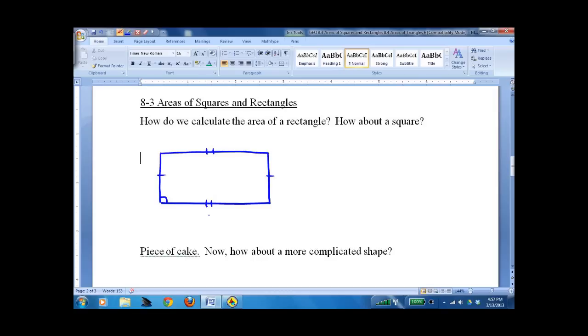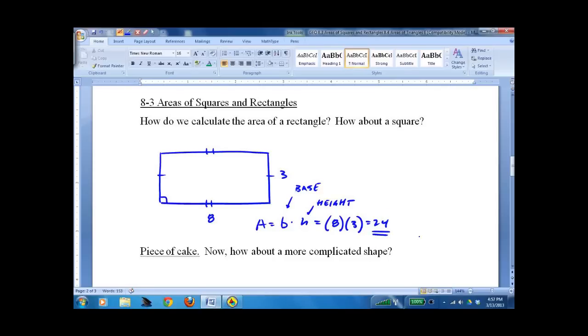And you may remember, if this side is 8 and this side is, say, 3, the area formula is simply base times height. This is the only formula I really try to remember. I'll explain that in more detail in a moment. So we get 24, and we could write it as units squared.